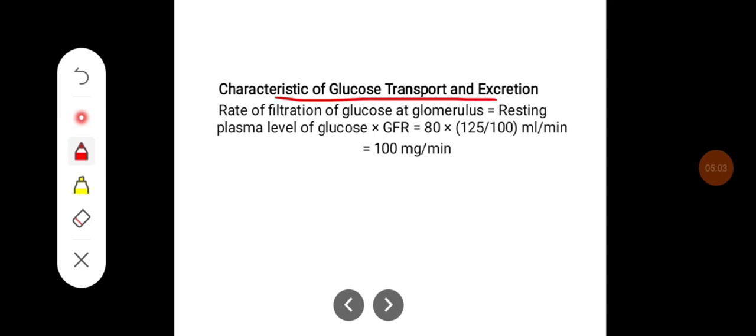The characteristics of glucose transport and its excretion. The rate of filtration of glucose at the glomerulus is equal to the resting plasma glucose level into the GFR, that is 80 into 125, which equals 100 milligrams per minute.